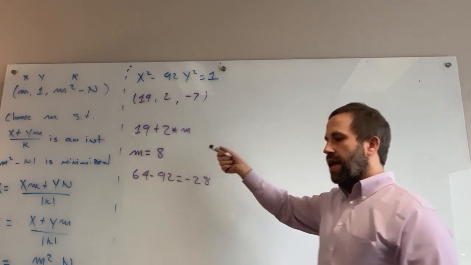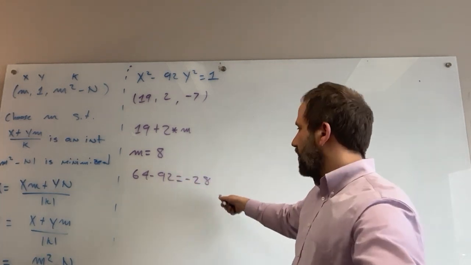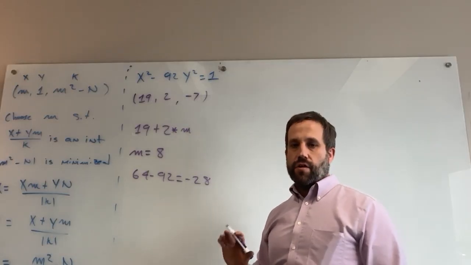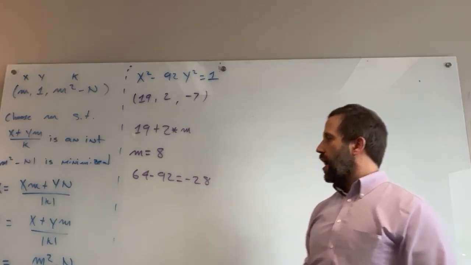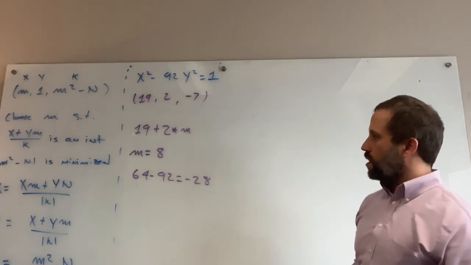So the next value of m I can pick is going to be way bigger than this, and this difference is going to be way bigger in absolute value than minus 28, or than 28. So I'm going to let you guys figure out what the next one should be and show that for yourself. Okay, so m is going to be equal to 8.